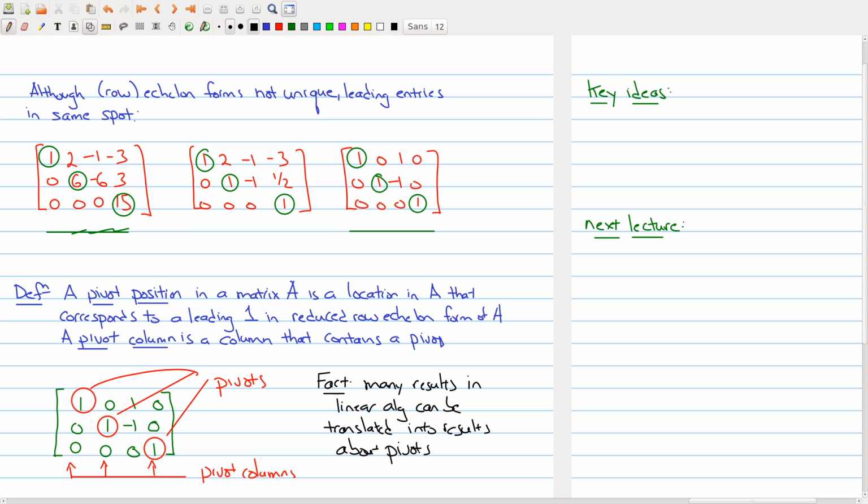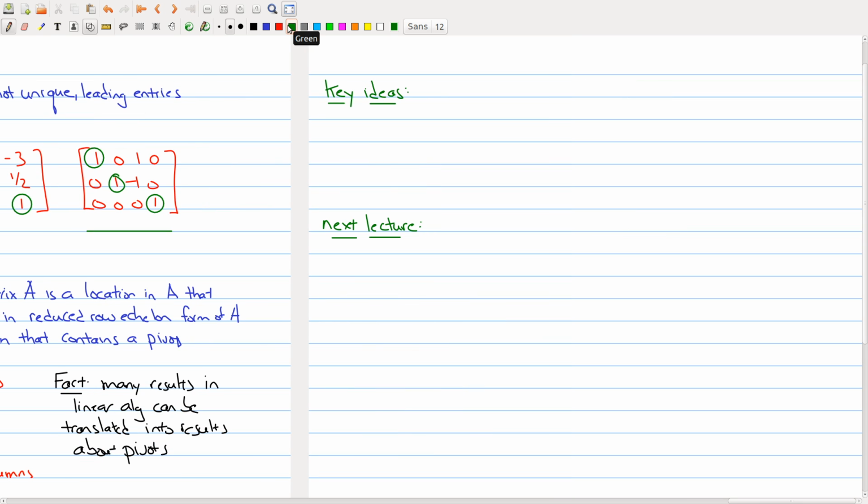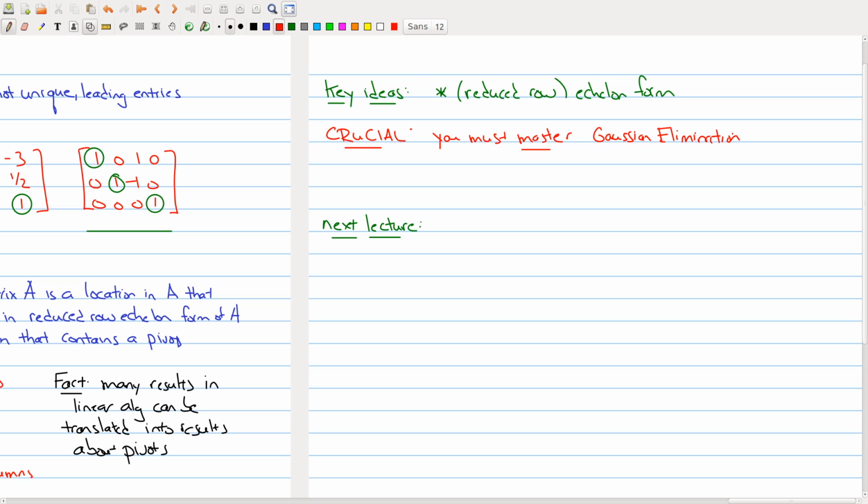There's a bunch of new things from today's lecture that you should internalize. First, we introduced new terminology, the reduced row echelon form of a matrix. This is an idea that will come up over and over again, and I'll put this in red and write crucial. The other key thing you learned today was Gaussian elimination, and you must master Gaussian elimination. It turns out to be an extremely powerful tool to understand systems of linear equations and many other problems in linear algebra. We'll see this over and over again, so it's important that you understand the procedure I described in today's lecture.